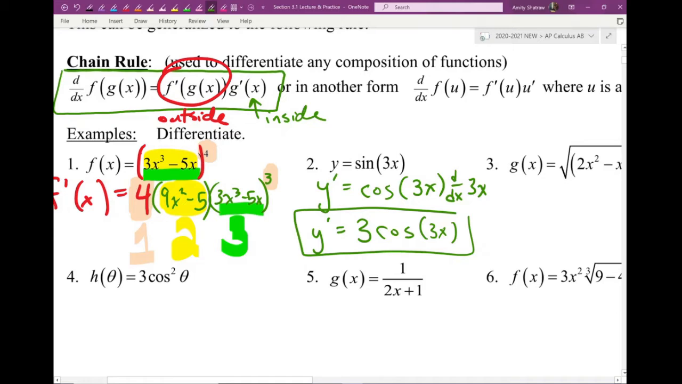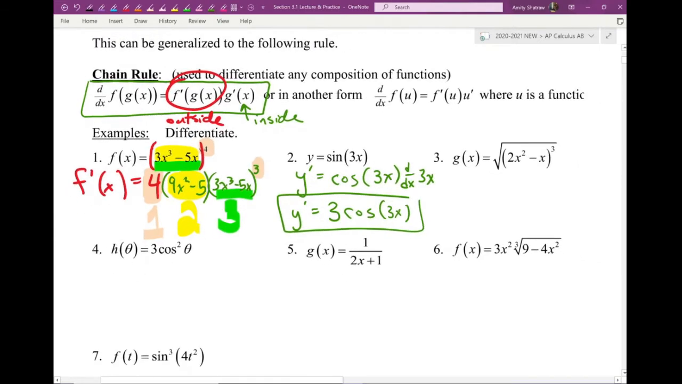There you go. Now, what about number 3 then? Well, let's take a look at number 3. There's a lot going on there. It feels like there's an outside function, which is a square root. It feels like there's an inside function, which is a cubed. And then it feels like there's another inside function, which is 2x squared minus x.